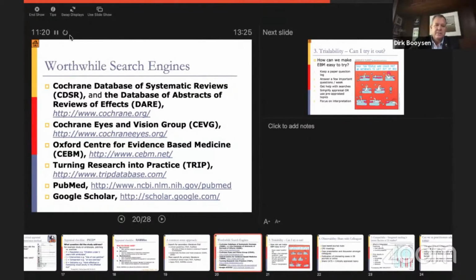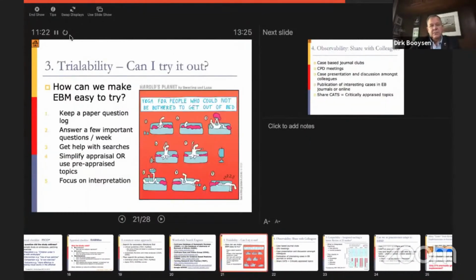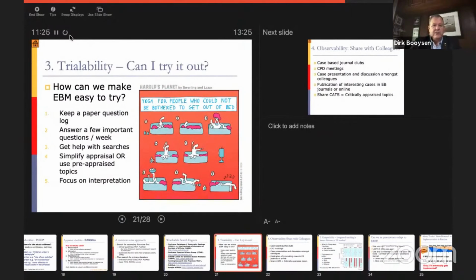All right, so the next step is trialability. Can I try it out? How can we make EBM easy to try? So you have a paper question log, you answer a few important questions every week, get help with your searches, speak to your colleagues, simplify your appraisal or use pre-appraised topics and focus on interpretation.